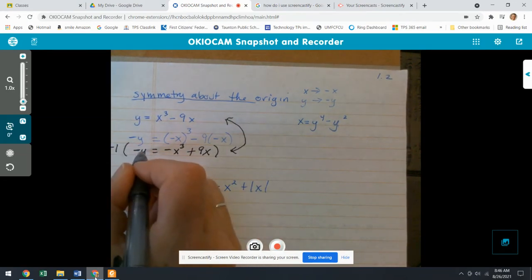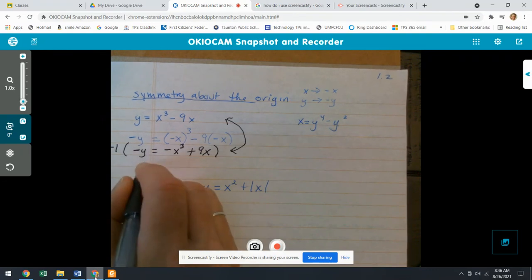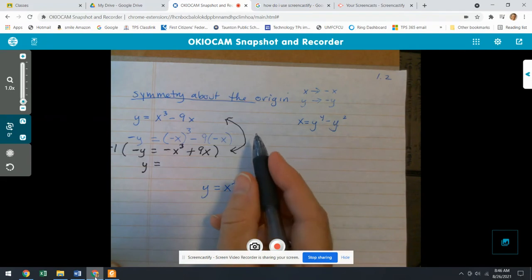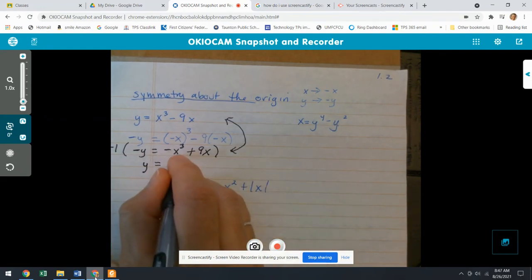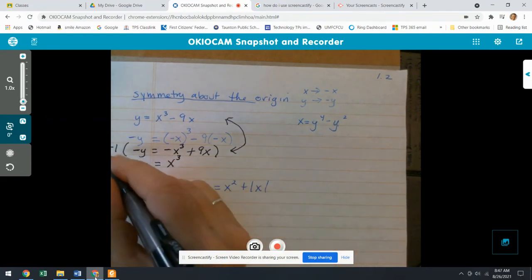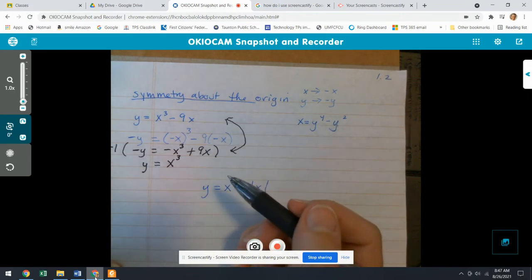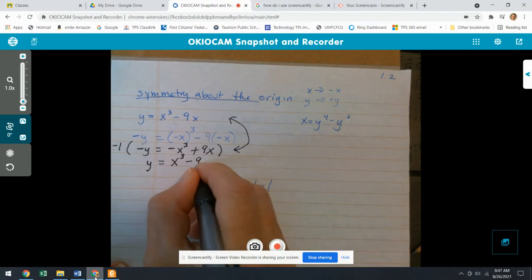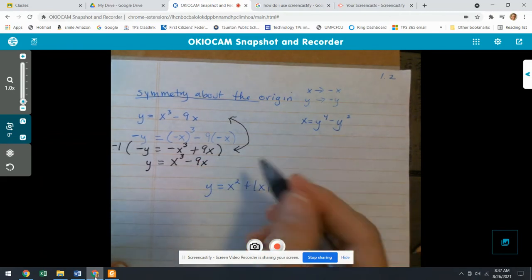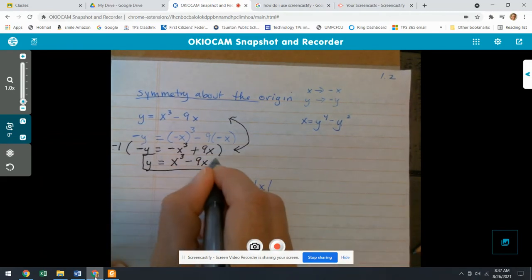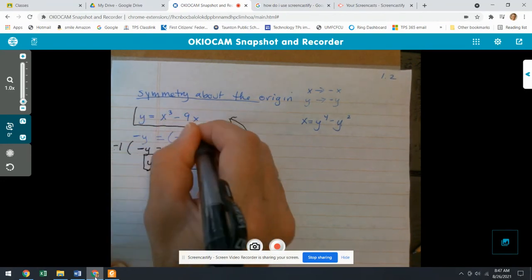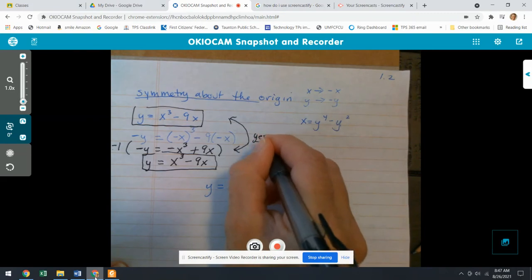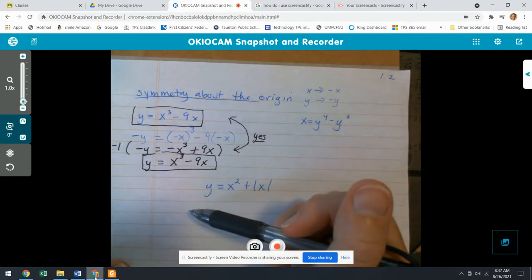So a negative 1 times a negative y gives me a positive y. That's what I was going for. A negative 1 times a negative x cubed turns it to a positive x cubed. And a negative 1 times a positive 9x is going to make it a minus 9x. So I want to compare this to this, and you can see that they are the same. So this function does have symmetry about the origin.